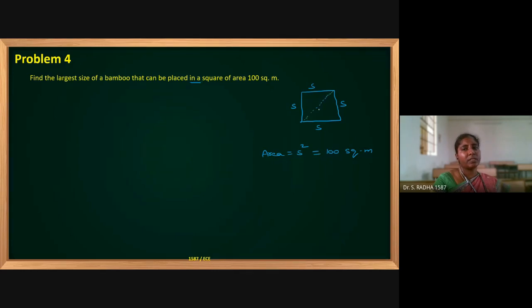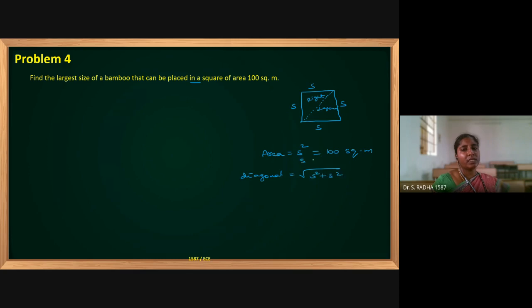Largest means diagonal. This is the maximum possible. We have to find the diagonal. So if you take this right angle triangle, the diagonal equals square root of S square plus S square.